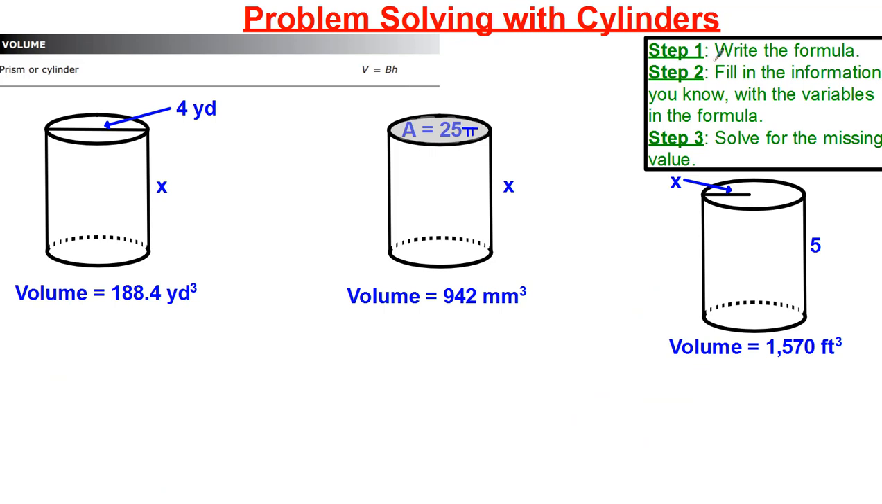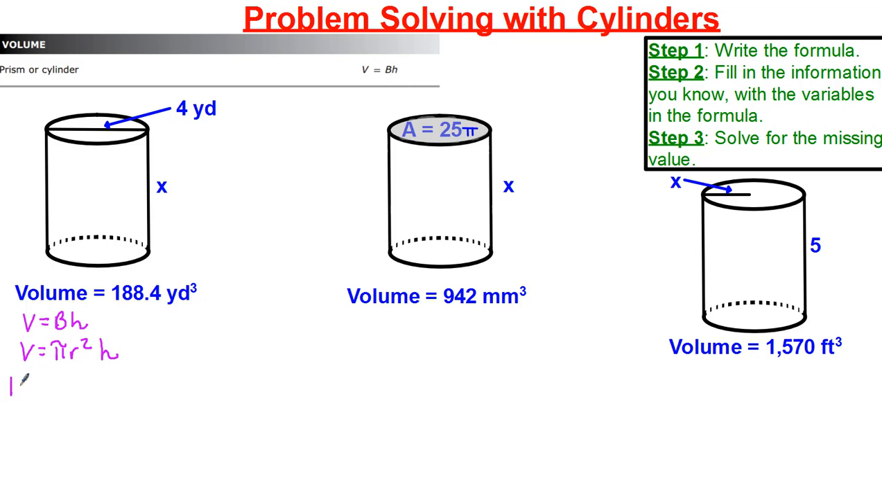So now, let's say that we know the volume, but we're missing something. We're either missing the height, or we're missing the base, or something like that, or we're missing the radius. So what we're going to do is we're going to write our formula. Volume is equal to base times height. We know that for the base, it's a circle. So we have pi r squared multiplied by the height.